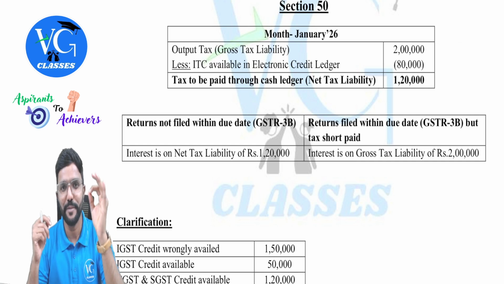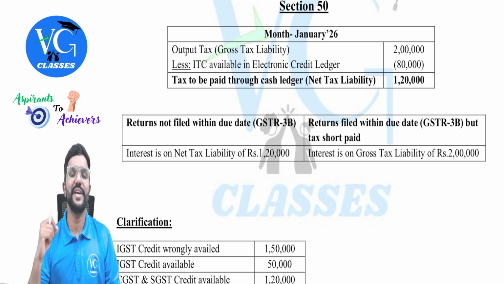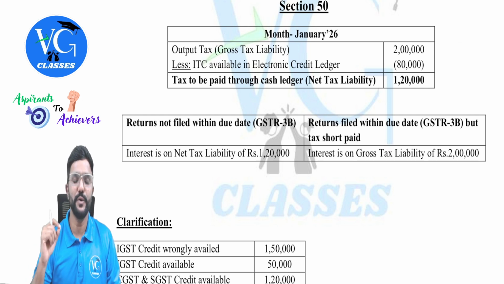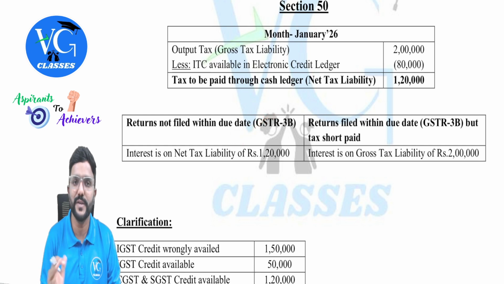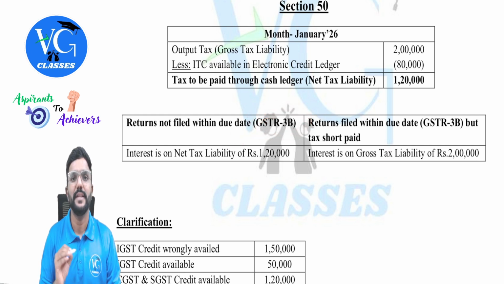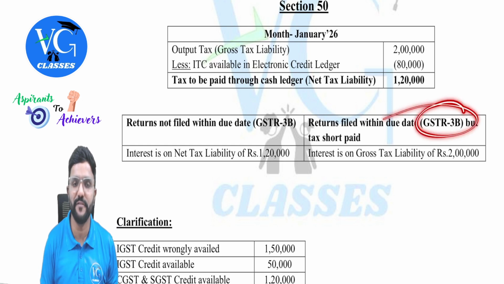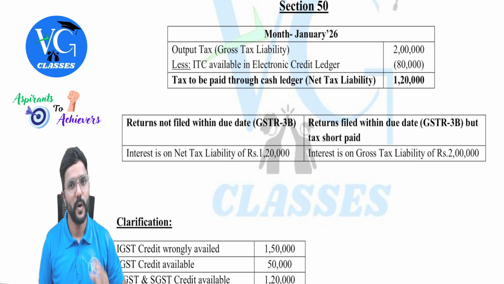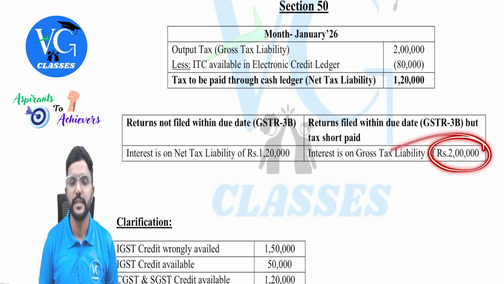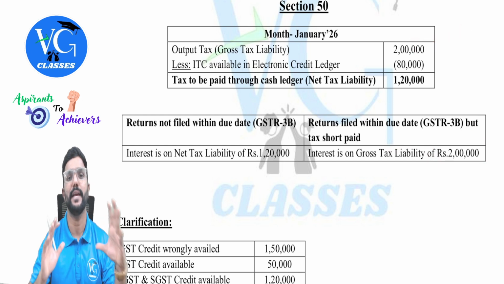Got it? Let me repeat. Listen. If there is a delay in payment of GST due to delay in filing the returns, means return also is not yet filed, that is in GSTR 3B, then in such case, interest would be levied on net tax liability, that is the amount to be paid through cash ledger, 1,20,000. Is that clear? Yes, sir. Next, sir, there is a delay in payment of tax or there is a short payment of tax, but return is already filed, sir. GSTR 3B for the respective month is already filed, sir. Okay, in that case, interest would be levied on 2 lakh, guys. That is gross tax liability.